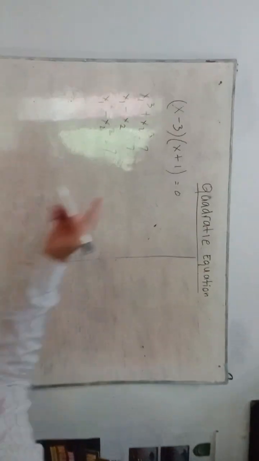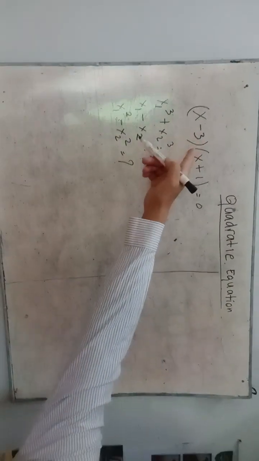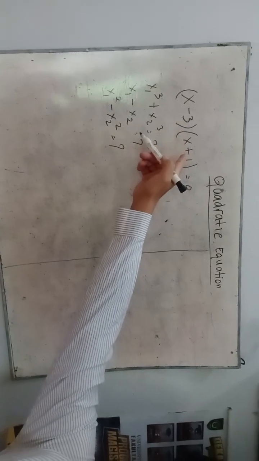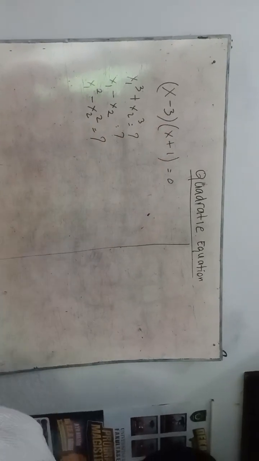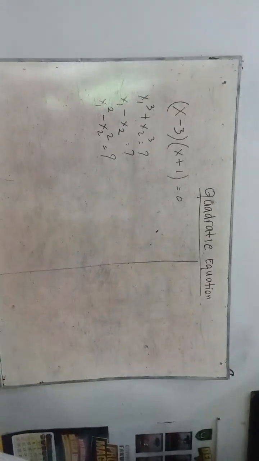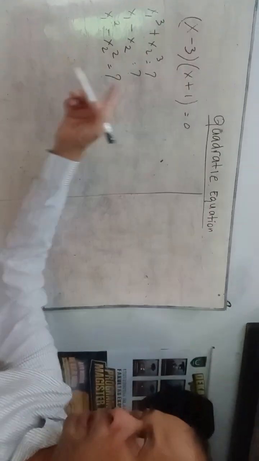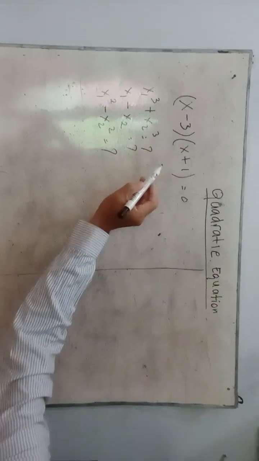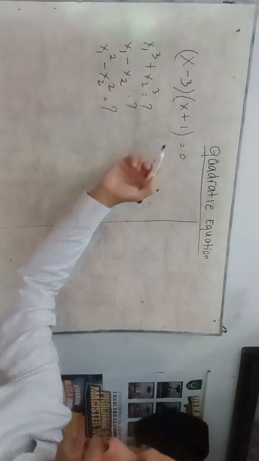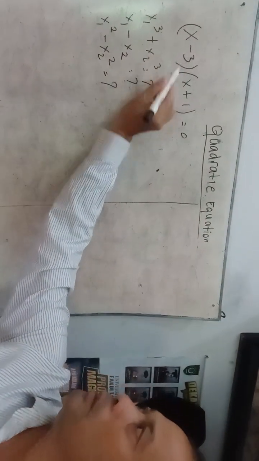From this, (x minus 3) times (x plus 1) equals 0. So what we must do first is to expand this. Expand means that we must multiply the numbers in the brackets. So it's going to be x times this.